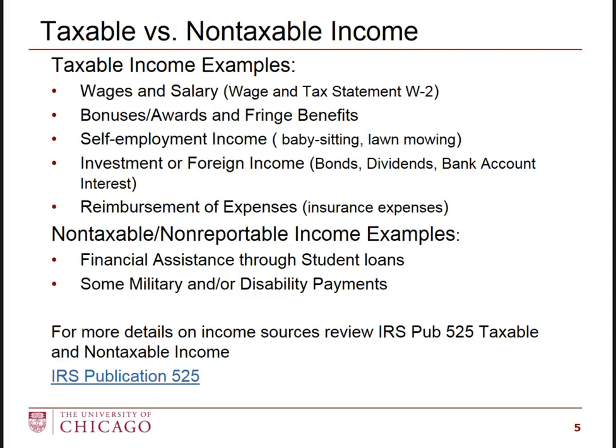Taxable versus non-taxable income. Taxable income examples include wages and salary, bonuses, awards, and fringe benefits, self-employment income, or investment or foreign income, and also reimbursement of expenses. All income in these categories is taxable. Some non-taxable, non-reportable income examples are financial assistance through student loans, and some military or disability payments to individuals. For more information and details on income sources, please review IRS Publication 525, Taxable and Non-Taxable Income.